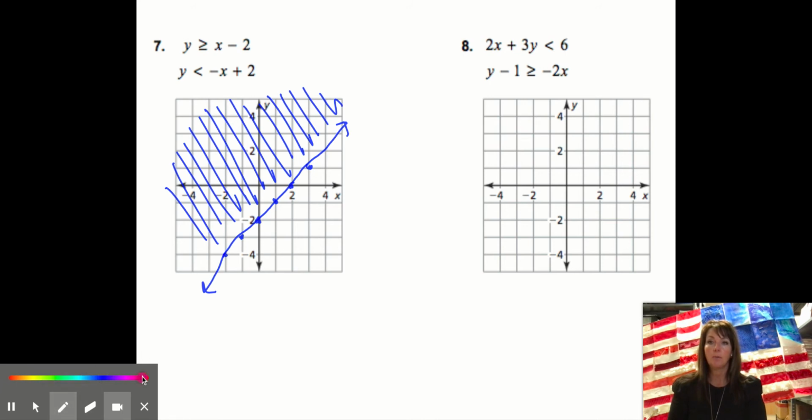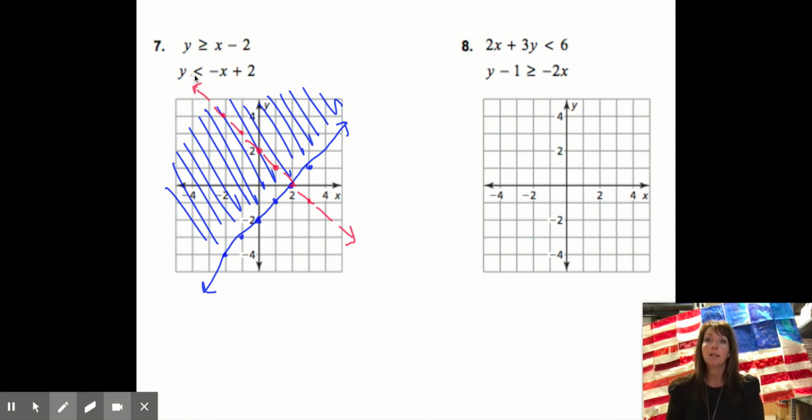Now I'm going to come back and grab a different color. y is less than or equal to -x plus 2. So I have my y-intercept right here, and then I'm going to go down 1 over 1, right, several places, and then it's a dashed line. So dashed line to show that any points on the line are not part of the solution, and it's less than.